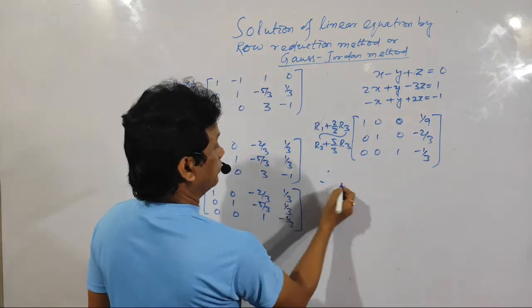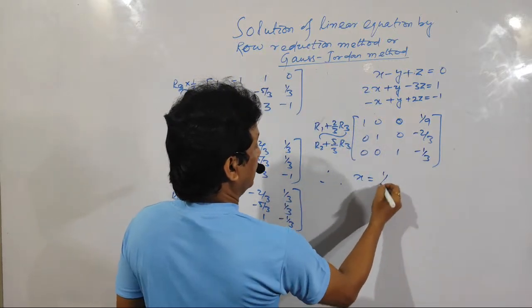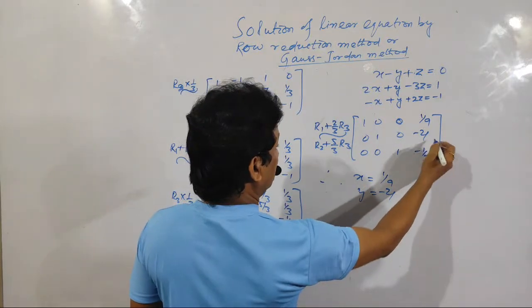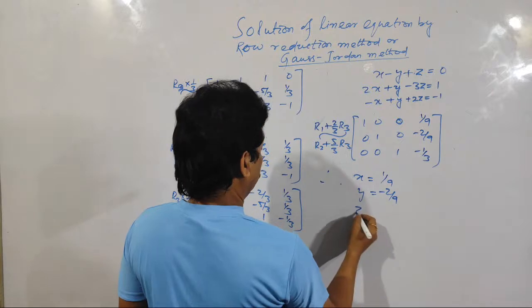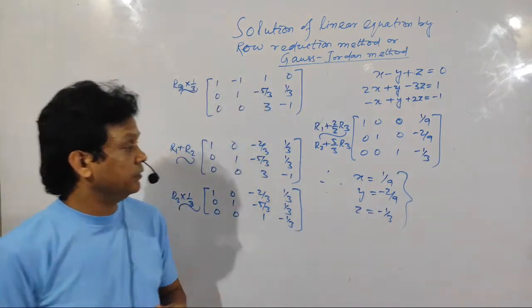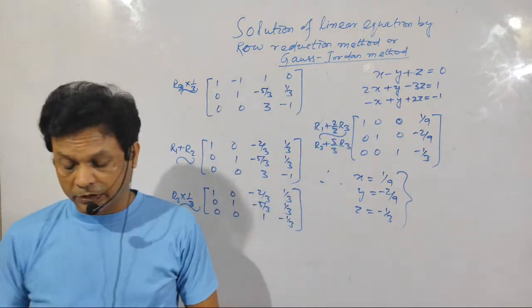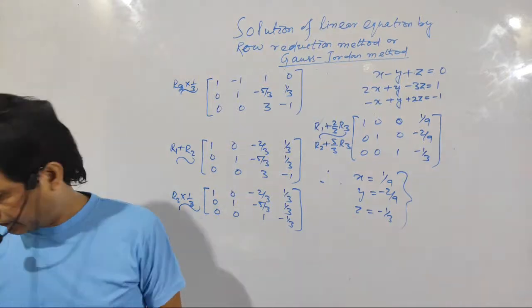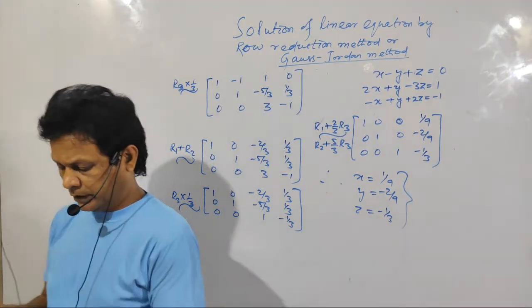Clear? So therefore x is equal to 1 by 9 and y is equal to minus 2 by 9. Sorry, 2 by 9 and z is equal to minus 1 by 3. So this is the solution. Please test these values in this equation whether it is correct or not. Try it. Try it quickly.